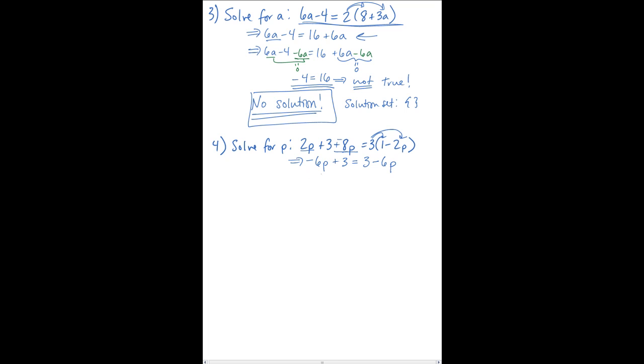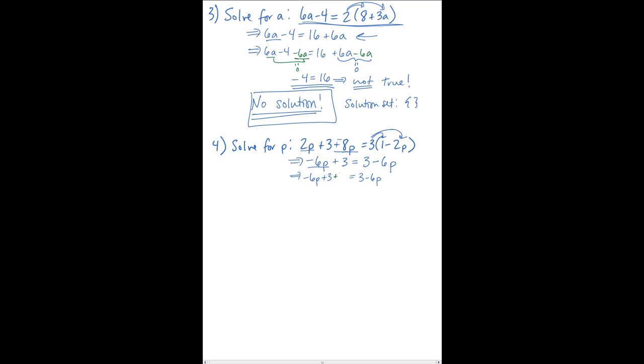And so here, I want to get p by itself on one side. So I've got p's on each side. I'll need to get rid of one of them. It doesn't matter which one. Let's take a look here. I have negative 6p. What's the opposite of adding a negative 6p? Well, adding a positive 6p. So I have negative 6p plus 3 equals 3 minus 6p.